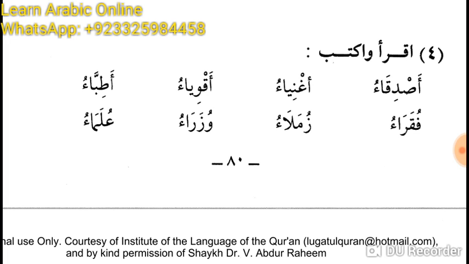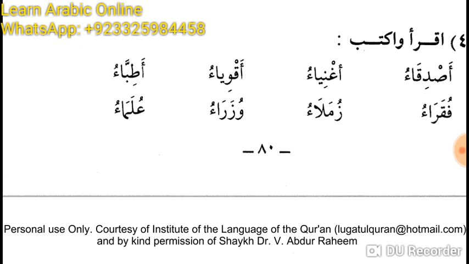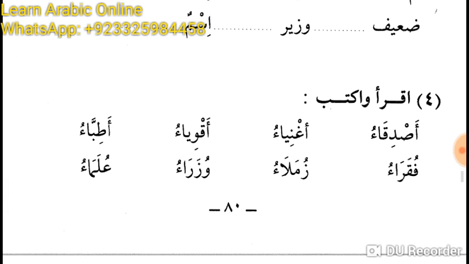Okay. فقراء، وزراء، علماء. So remember that whenever Alif and Hamza come at the end, it is a sign of femininity and these words are considered feminine. Just like we use tanween with masculine names, Aliyun, Muhammadun, Usmanun, but when a name has Ta Marbuta at the end, like Usamatu, we do not use tanween. The same thing here with Alif Hamza at the end, so we consider these words feminine, okay?